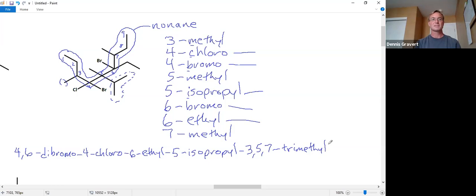Those are all my prefixes, all my branches. That's a highly decorated molecule. Follow with the parent. Nonane. Oh my goodness, we did it.